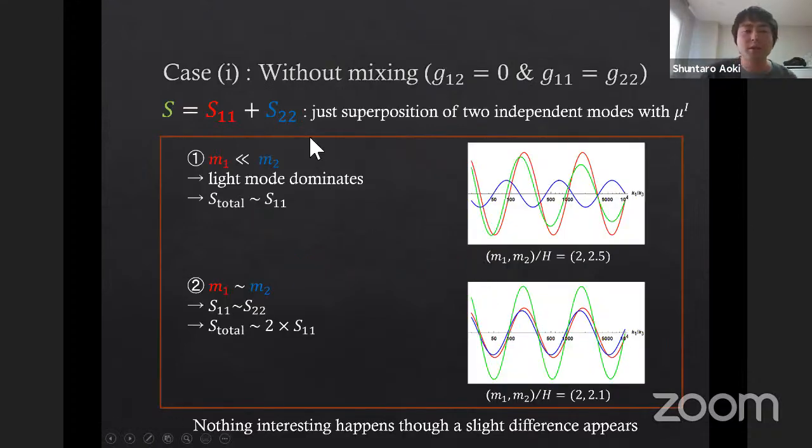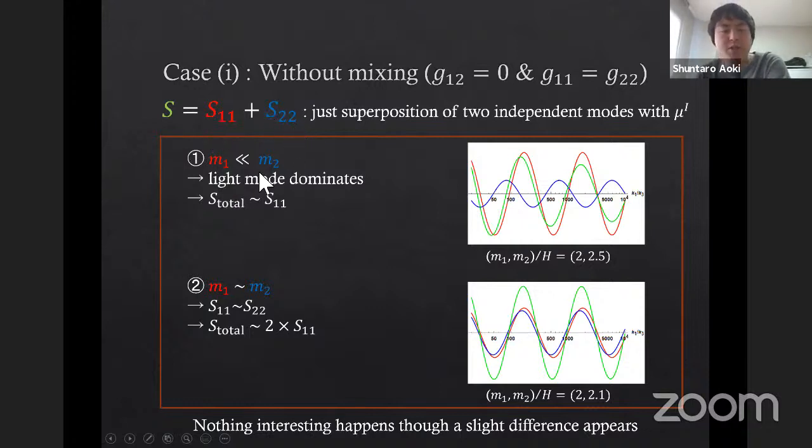Okay, let's start from case 1. Case 1 does not contain mixing. That means G12 equals 0. And first I take a universal coupling constant. In this case, the shape function is just a superposition of two independent modes with two different frequencies or two different masses. Then I use the green color to denote the total shape, and the red one for S11 and the blue one for S22.